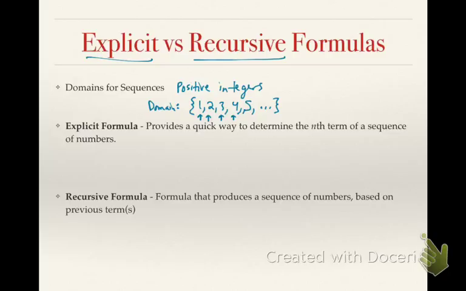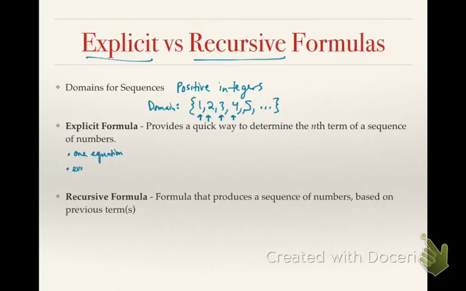Explicit formulas are written in a way where you have just one equation, such that you can just plug in your n value. So if you want to find the 30th term, just plug in 30 for n, and it gives you the 30th term quickly.